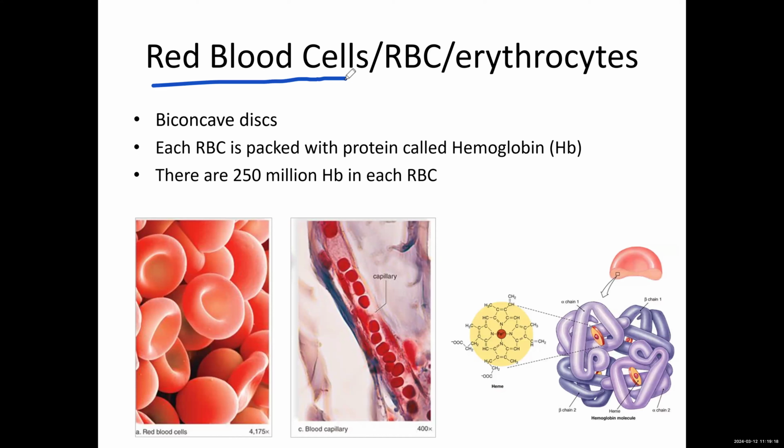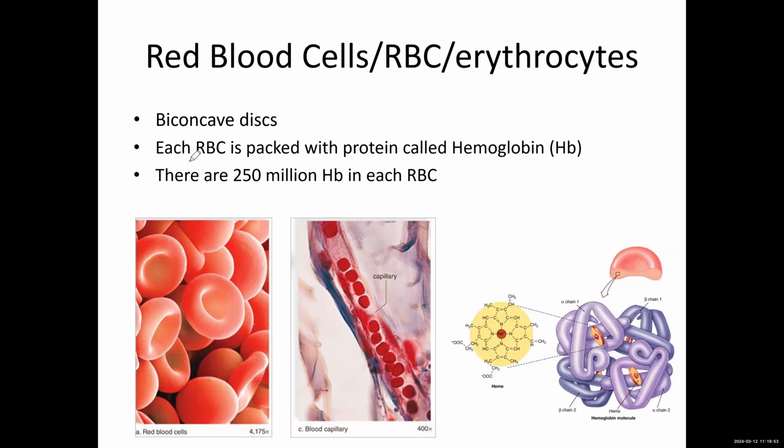So red blood cells, or RBCs, or erythrocytes. Cyte means cell, and erythro means red. Those are biconcave discs. If you see over here, that's a disc, and it has like this concave part of it, right? Like a little depression inside the disc. That's what biconcave disc means.